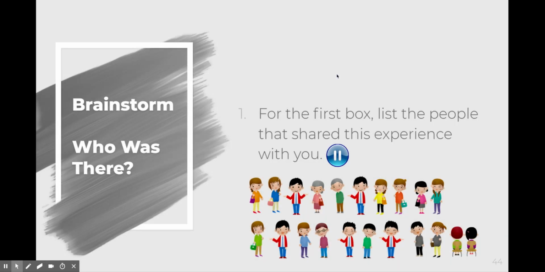So our first box in brainstorming, now that we have a topic, let's expand on it and make sure that we remember it well. Who was there? For the first box, list the people that shared this experience with you. People are important to any story, and while you could write a personal narrative about something that happened while you were alone, it's probably going to be easier if you're able to include people in it, or if it had other people involved.